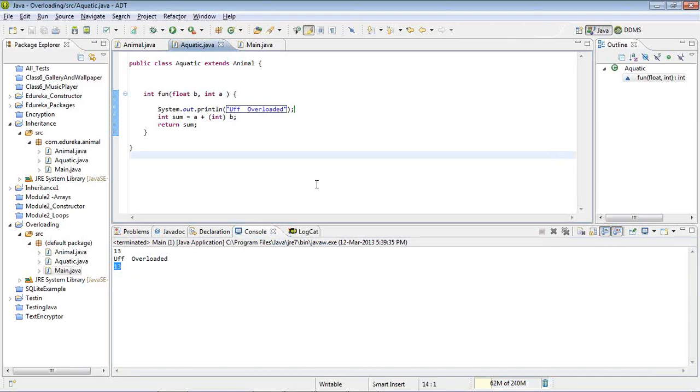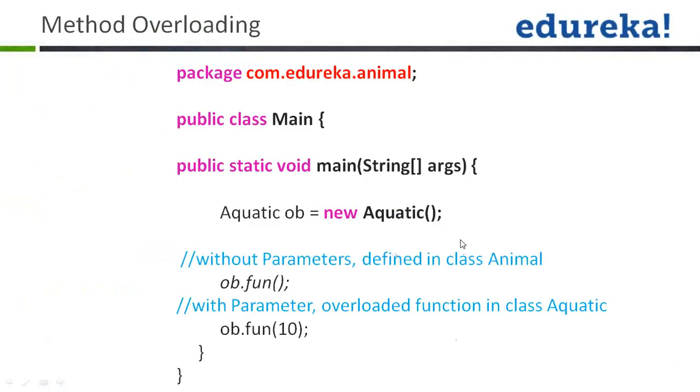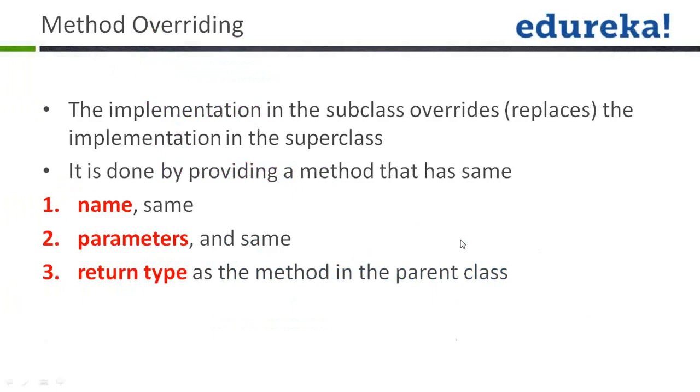Okay, so you guys are clear now with method overloading. Moving on, I come to method overriding. Now what is method overriding? The implementation in the subclass overrides, replaces, the implementation in the superclass. It is actually done in inheritance itself. When a class extends a superclass, and there was a method in the superclass, whenever you want to replace the exact one, you can replace it using the method overriding concept that is present in Java.